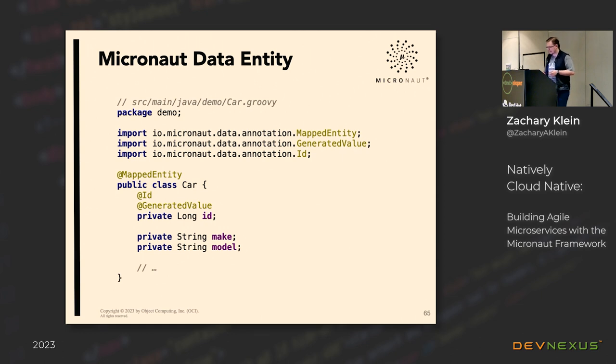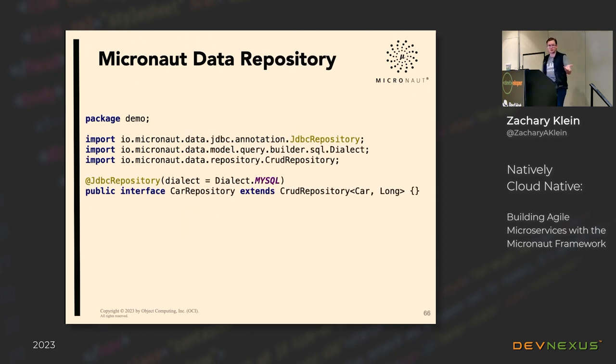And then we can create an interface, similar to what we do for HTTP clients, right? We can create an interface that is our data repository. And in this case, we are extending something called CrudRepository, which is an interface that Micronaut Data provides, and it just gives you all the standard insert, update, find all. It gives you some standard CRUD-based data access and persistence methods out of the box. Notice that we have to specify the dialect in the annotation.